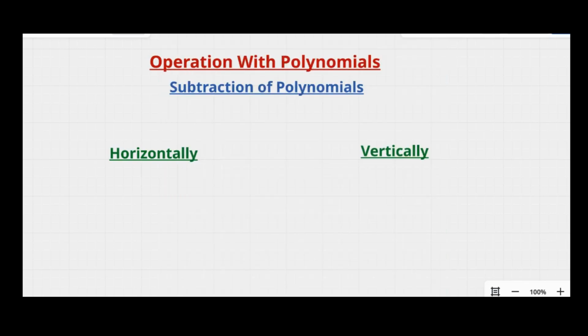The topic we are doing is operations with polynomials. We are doing subtraction in polynomials. The question is, I am writing the question here.